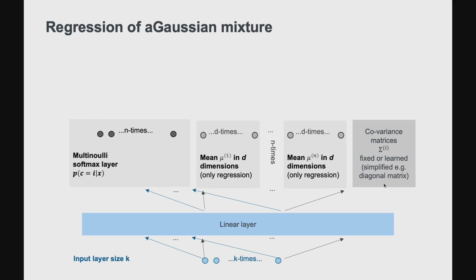And so the diagonal matrix, of course, has only as many entries as you have dimensions. So in this case, d equals 2. So you just have to learn 2 parameters other than the parameters for the mean value. So this is actually something which is done quite frequently, that you have this diagonal matrix that you learn, but you don't learn that x1 and x2 would be correlated.